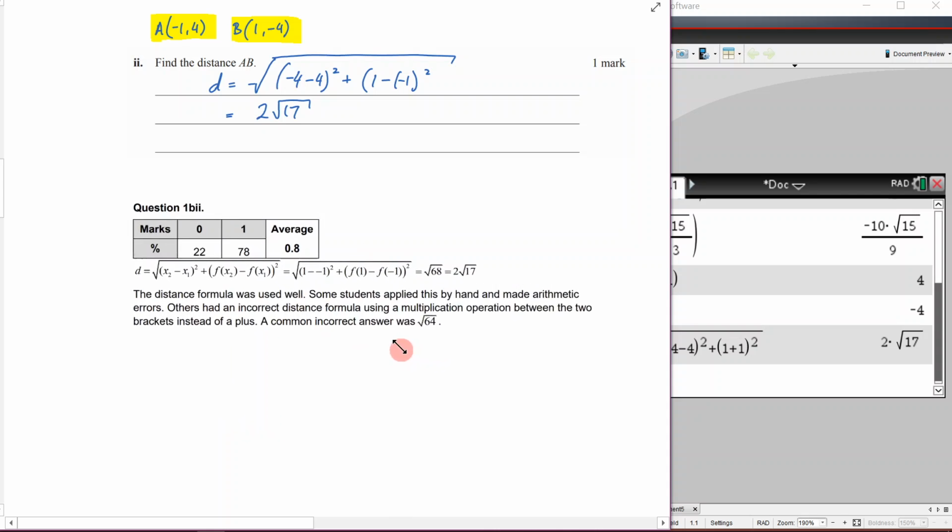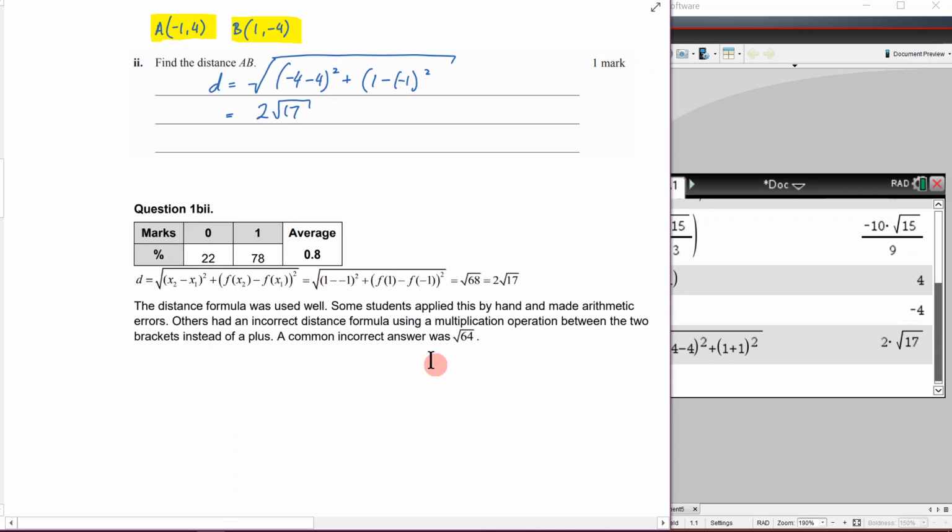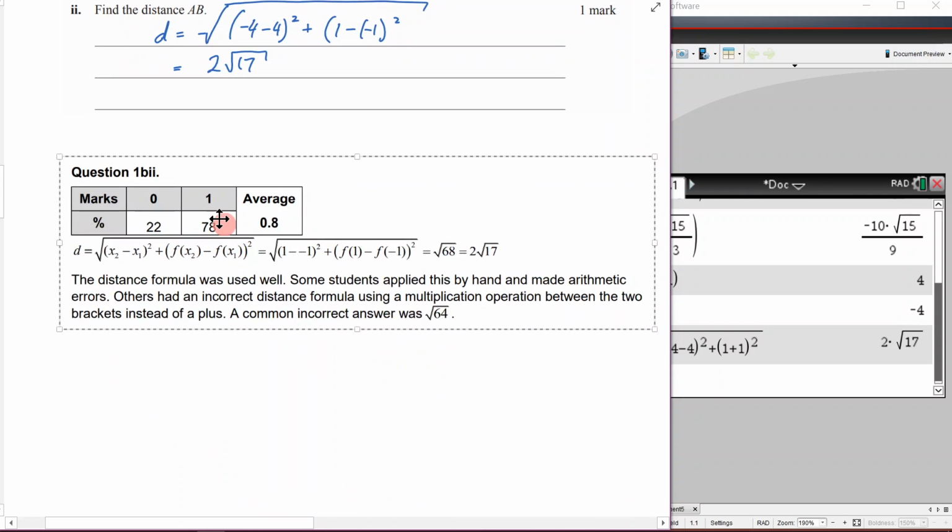All right, let's look at our examiner's report here to see what they have to say to us. As you can see, 78% of students got the full 1 mark here. Here is our distance formula. And there is the working to get 2 the square root of 17. The distance formula was used well. Some students applied this by hand and made arithmetic errors. Others had an incorrect distance formula using a multiplication operation between the 2 brackets instead of a plus. A common incorrect answer was the square root of 64.